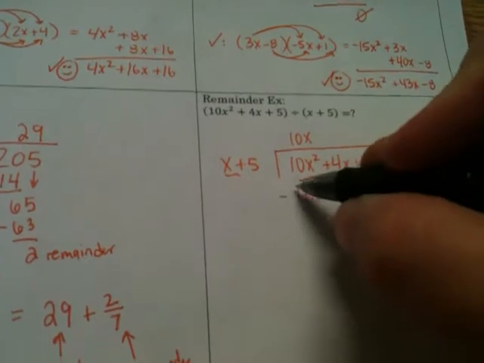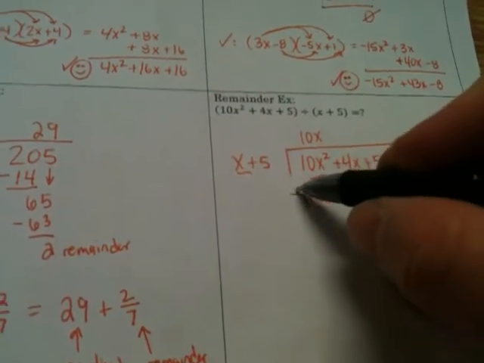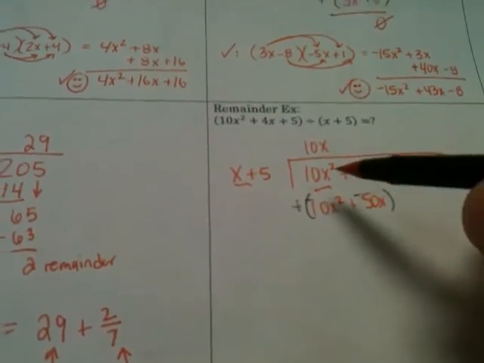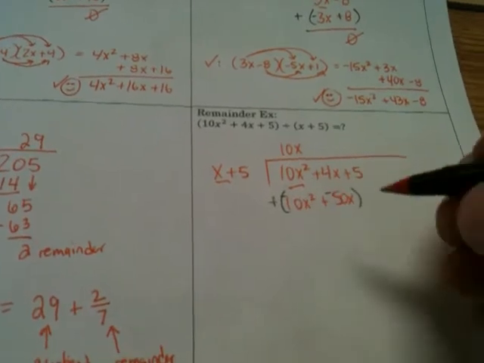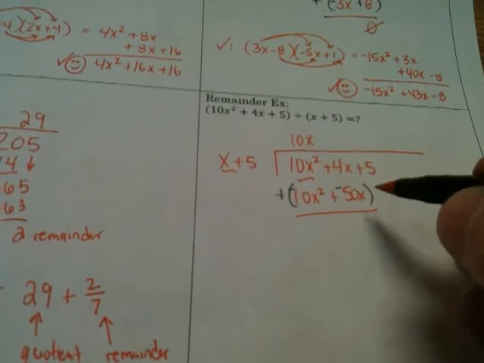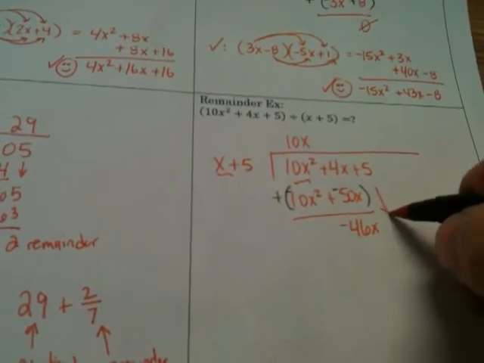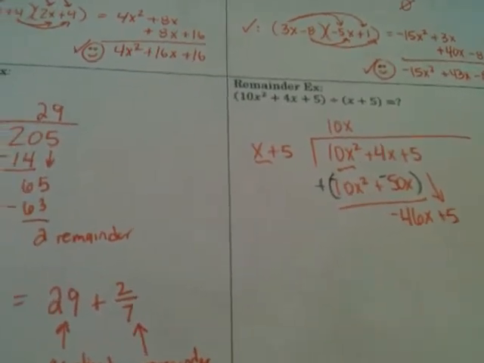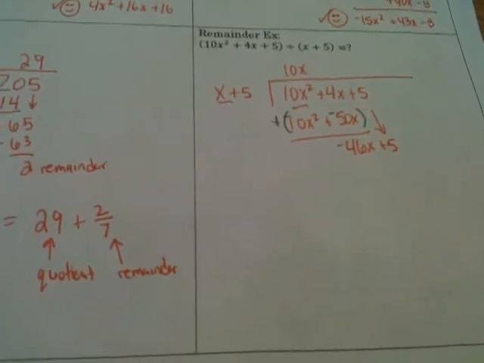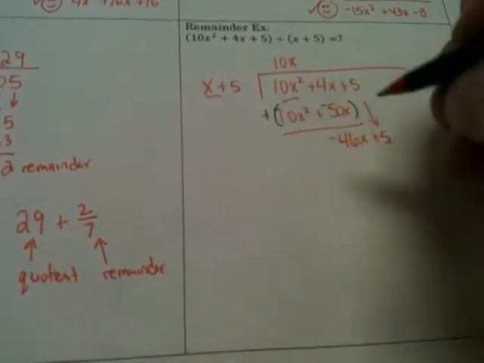Okay, so now we're going to subtract. And subtraction is the distribution of the negative here, so I'm going to change the signs. Make both of those negative on the inside. 10x squared plus negative 10x squared gives me 0. 4x plus negative 50x is going to give me negative 46x. And then I'm just going to bring down the plus 5. Okay? Repeat the process. So the process is still the same so far. We're not dealing with any remainders yet until we get to the end.